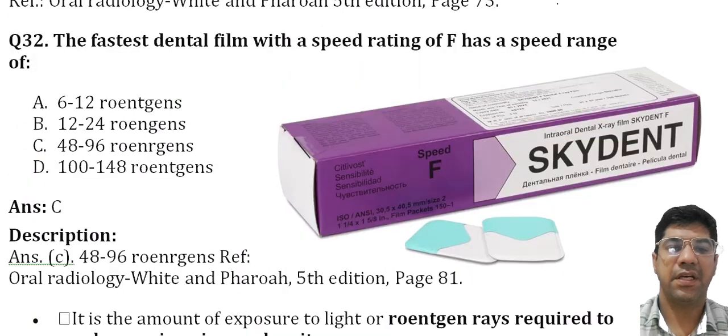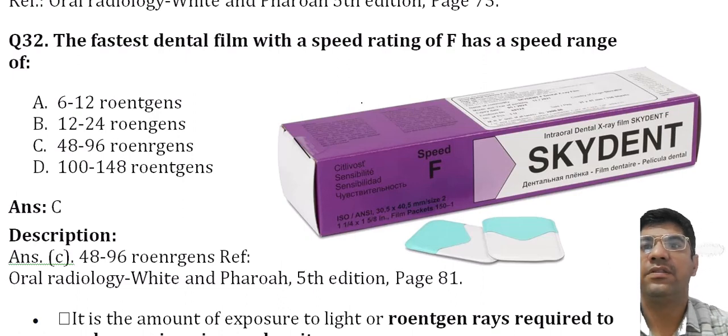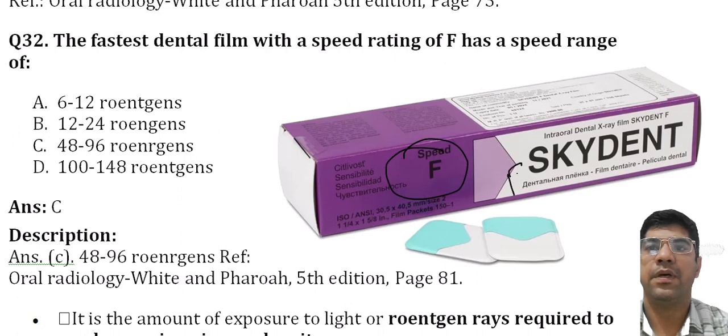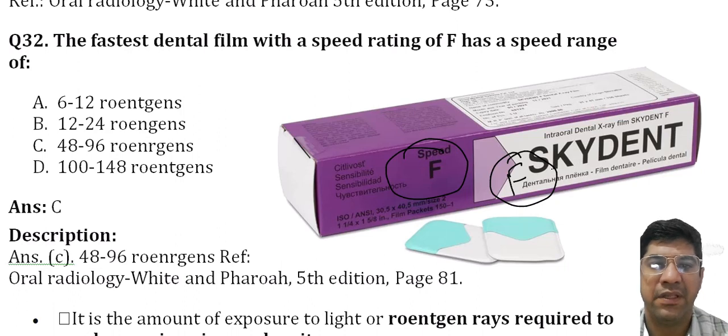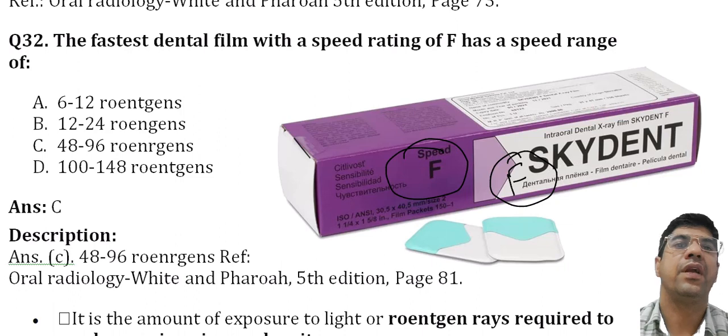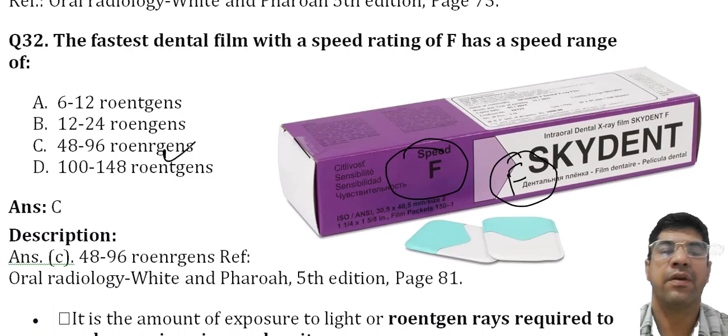The fastest dental film with a speed rating of F. So the speed ranging from F film, it has a speed range of 48 to 96 round tons.